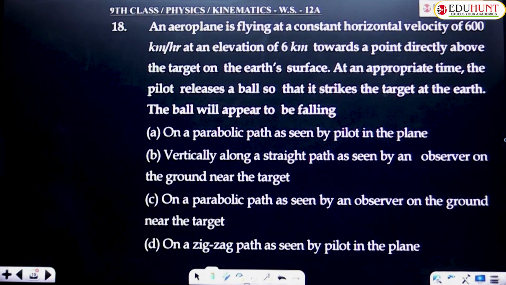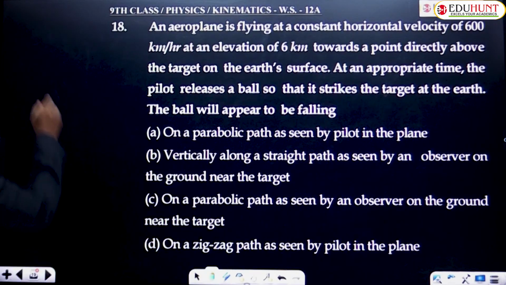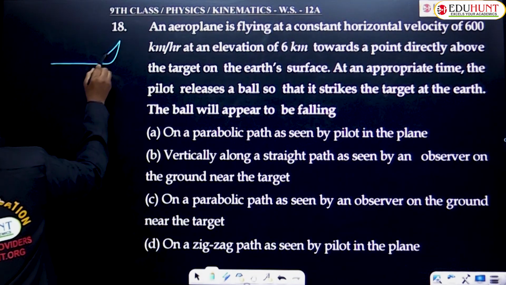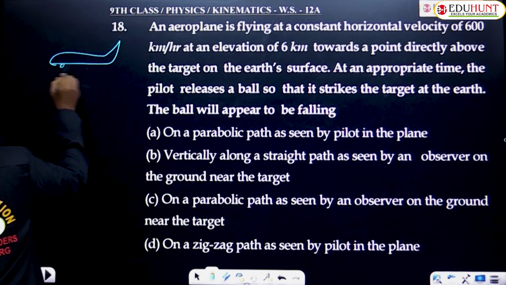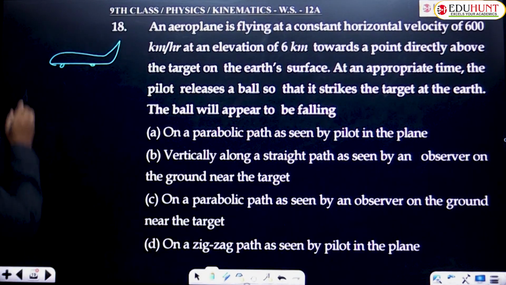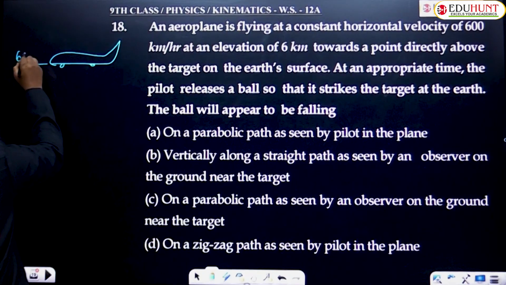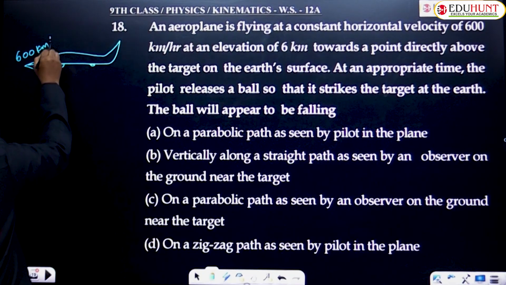Well, moving to the next question, question number 18. An aeroplane is flying at a constant horizontal velocity of 600 km per hour. So what is given? Yes. So this aeroplane is flying at a constant horizontal velocity. How much velocity is there, children? 600 km per hour. This is what was given.